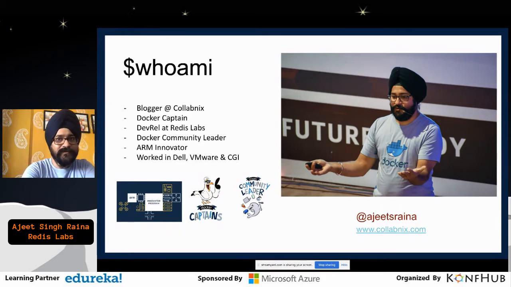I'm also part of the Arm Innovator program. I work very closely with the Arm community team and try to grow the community in terms of blogging. I'm also working on one of the robotic platforms called Cherrybot, which I am going to talk about maybe in future events. I worked in companies like Dell, VMware, and CGI in the past, in different roles like IT consultant, QA engineer, as well as principal engineer. Collabnix.com is my website, where you can find all the exciting stuff which can help you to get started with Docker as well as know the latest tech and trends.